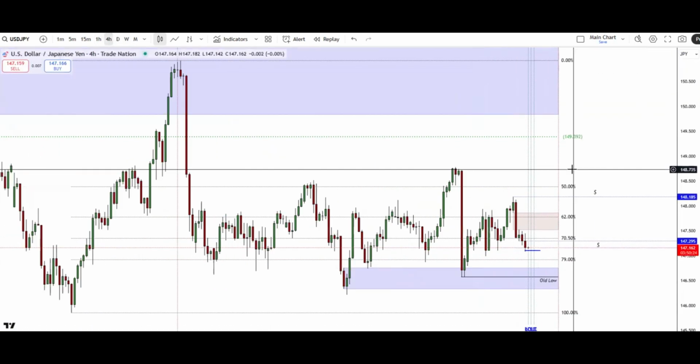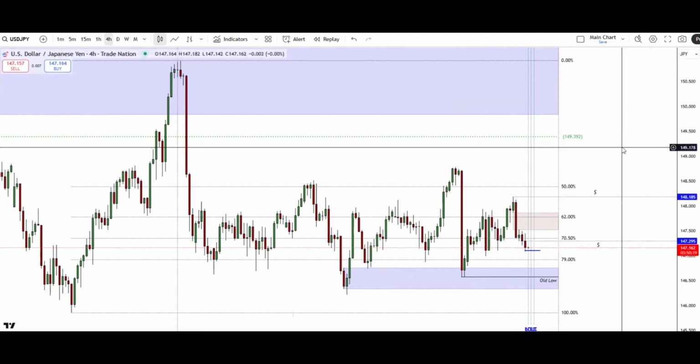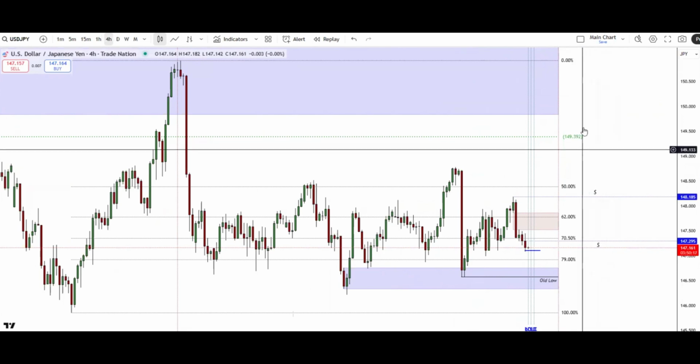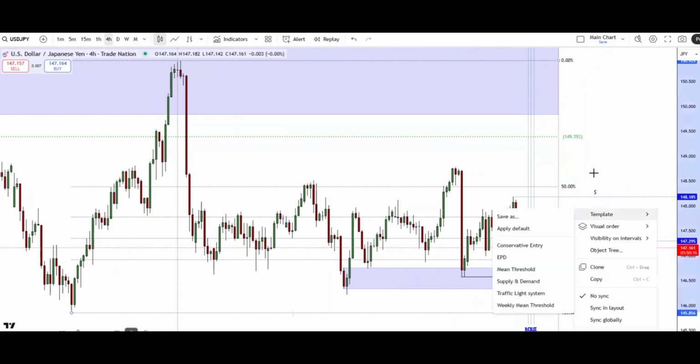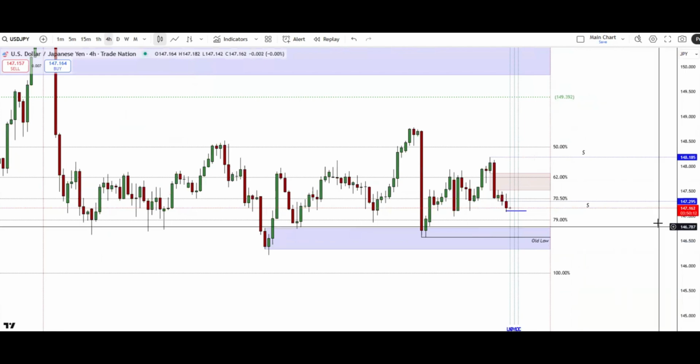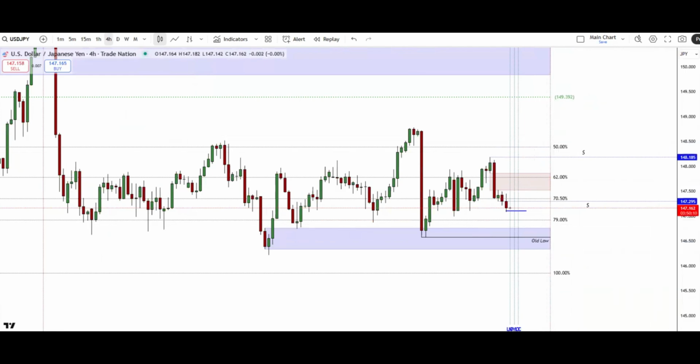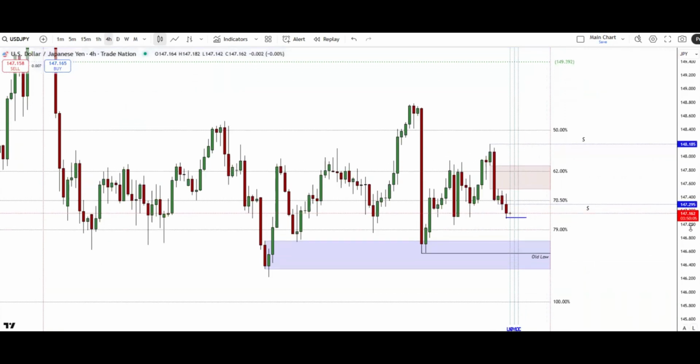So Euro USD, yeah, the initial bias was long. And while something like a USD CHF has already played out quite aggressively and may potentially look to reverse, Euro USD looks like it's got a bit of steam still left in it and could go a lot further.